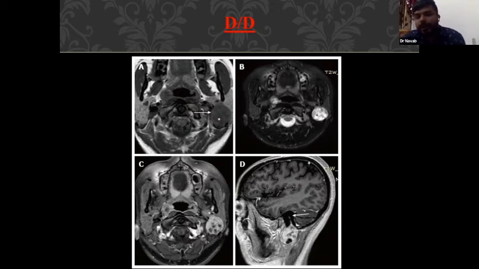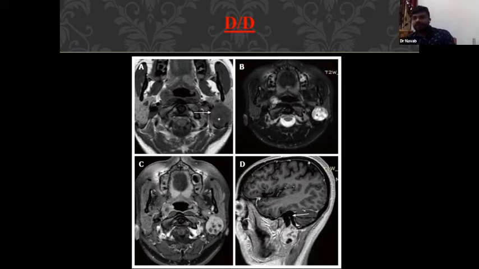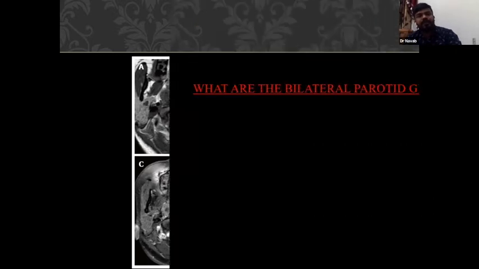Mucoepidermoid carcinoma. Image-wise, we have low grade and high grade. A low grade lesion is very difficult to differentiate from pleomorphic adenoma. In a high grade lesion there may be some features like an ill-defined lesion and deep extension, but image-wise we do not have many details. Next, I am going to ask.